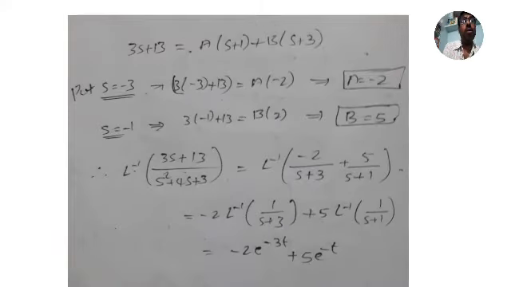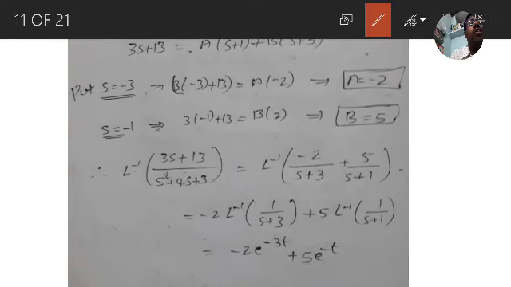Okay. So this is what we got. 3s plus 13 is equal to A into s plus 1 plus B into s plus 3. To make B 0, what you have to do? To make B 0, put s is equal to -3, then you get A is equal to -2. And to make A 0, put s is equal to -1 on both sides. Then you get 10 is equal to B into 2, B is equal to 10 by 2, then you get 5. So you got A value and B value.